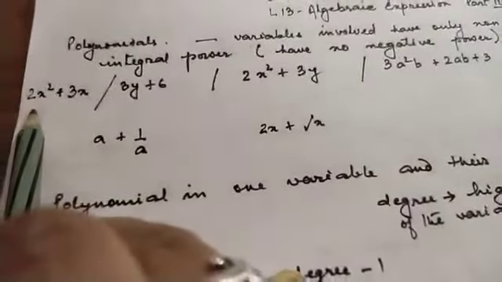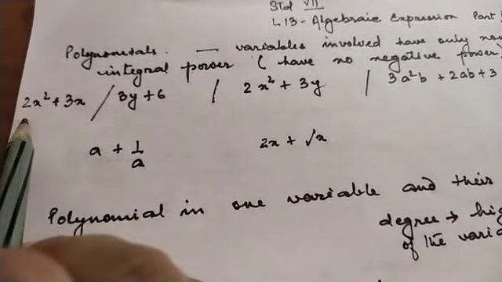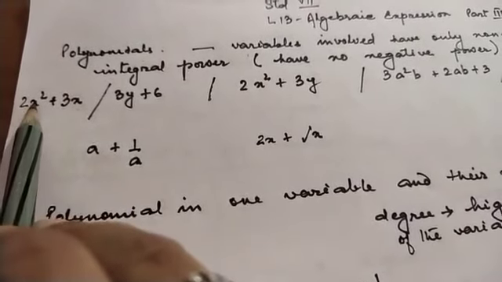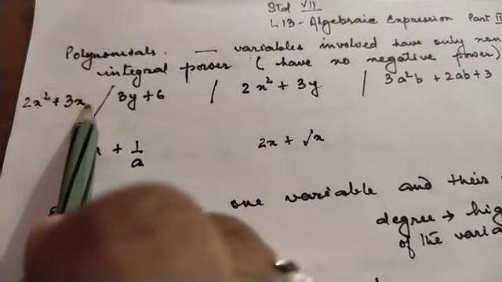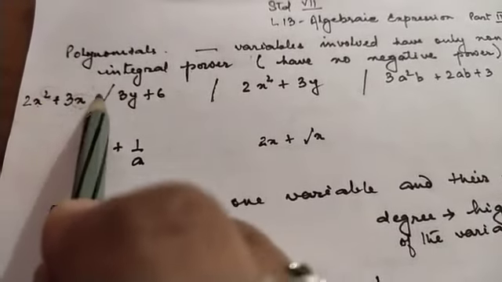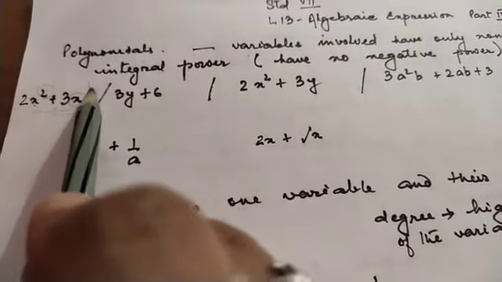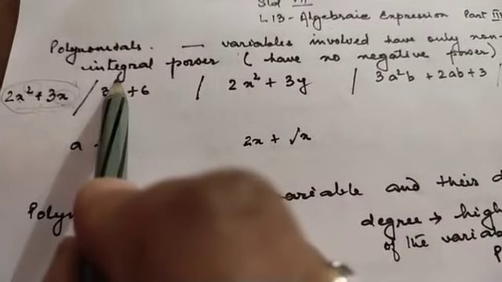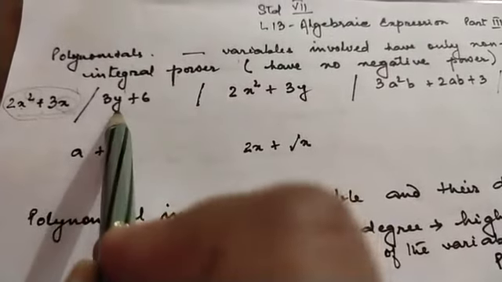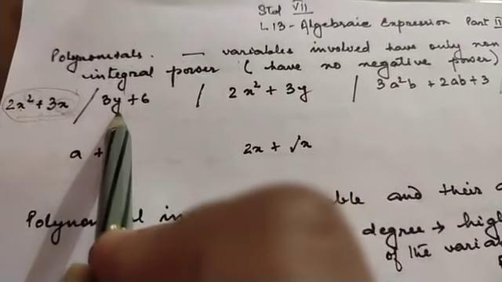Take for example 2x square plus 3y. Here x is raised to the power 2. This is a positive integer. Here y is raised to the power 1. This is a positive integer again. So this expression is a polynomial. 3y plus 6. Y over here is raised to a positive integer, that is y raised to power 1. So this is also a polynomial.